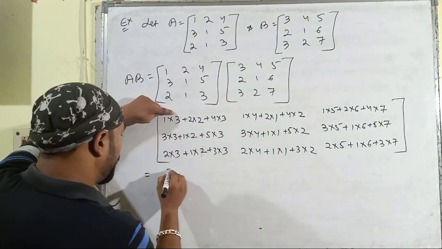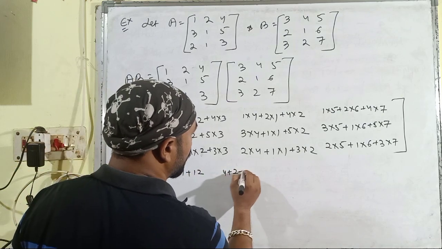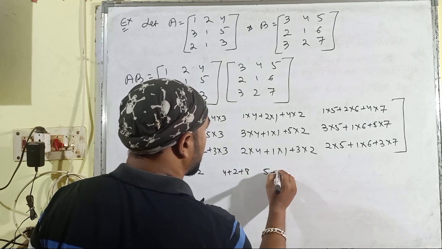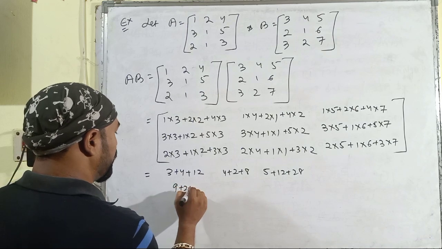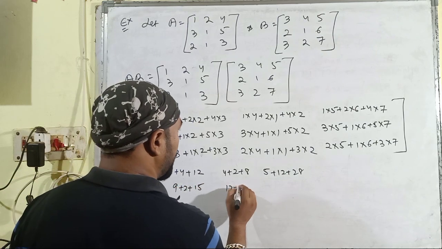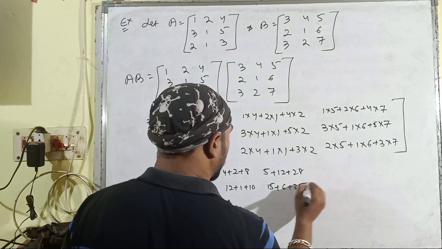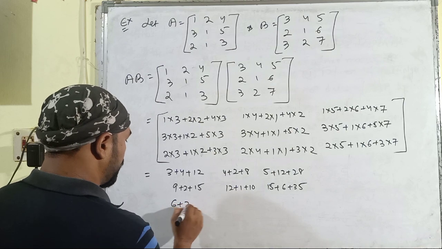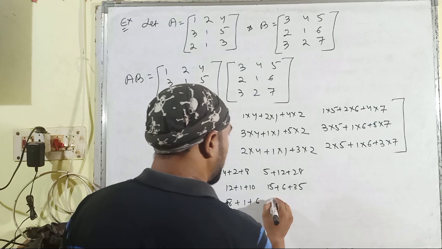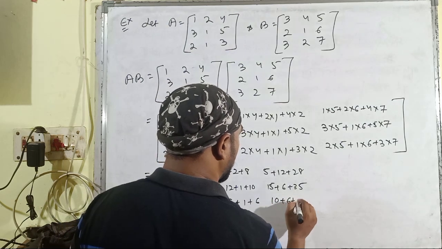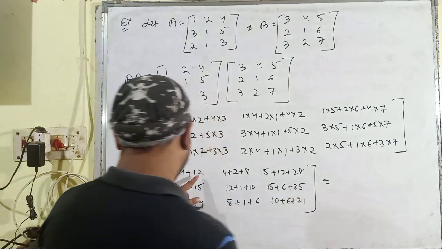So it is 3 plus 4 plus 12. It is 4 plus 2 plus 8. It is 5 plus 12 plus 28. It is 9 plus 2 plus 15. It is 12 plus 1 plus 10. It is 15 plus 6 plus 35. It is 6 plus 2 plus 9. It is 8 plus 1 plus 6. It is 10 plus 6 plus 21. Then we just have to add these elements.